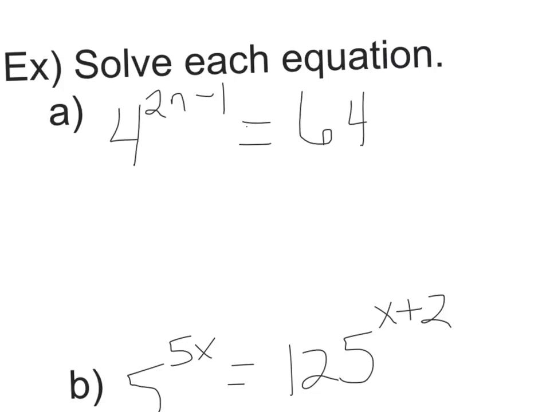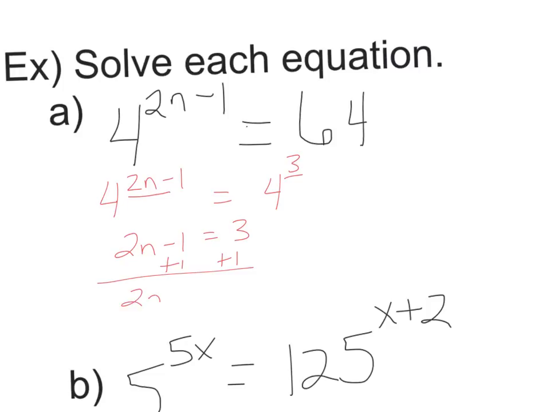When we do these, we need to get it to the same base. So we're going to leave this 4 to the 2n minus 1, and then 64 is the same thing as 4 to the third power. So then from there, since our bases are the same, we can set our exponents equal. So 2n minus 1 equals 3. We add 1. 2n equals 4. Divide by 2. And our n equals 2.